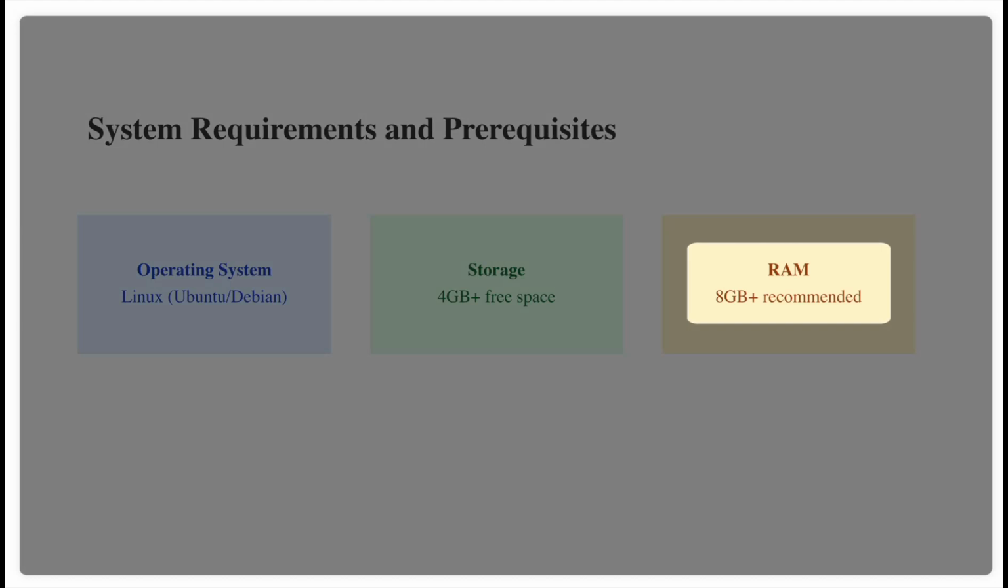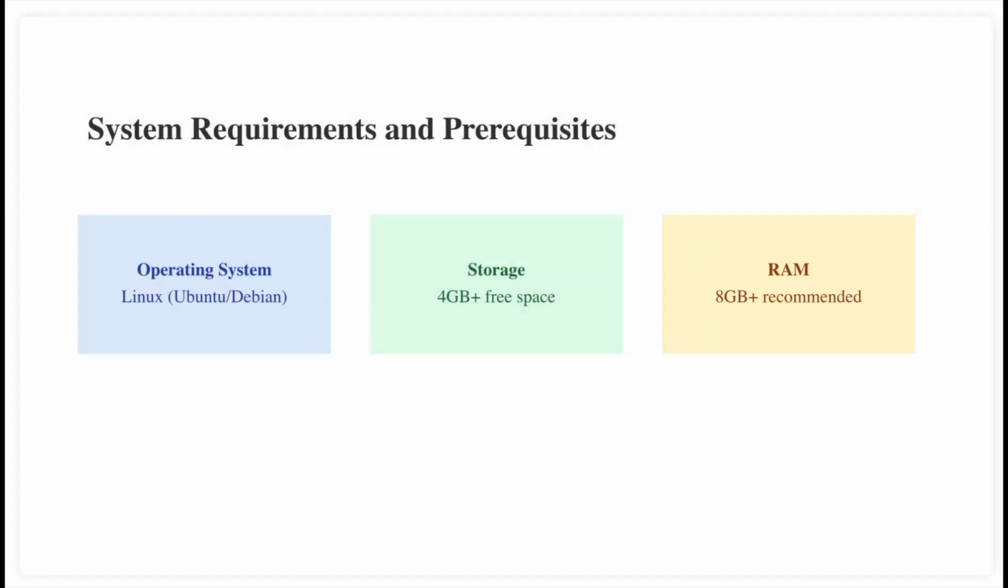Third, RAM. We recommend a minimum of 8 gigabytes for smooth operation. This allows the AI engine to load models efficiently and handle inference tasks without slowdowns. If you have less than 8 GB, the system may still work, but you might experience performance issues with larger models. Once you've confirmed your system meets these requirements, we are ready to move on to the demo.